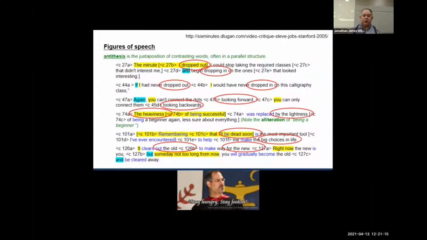But there's another element here besides that, and that is the use of antithesis, where you have a juxtaposition of opposites: dropped out, dropped in, looking forward, looking backwards, the heaviness, the lightness, death and life, old and new. These contrasts appear again and throughout the text.